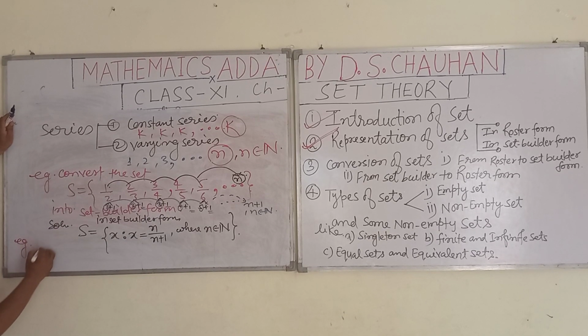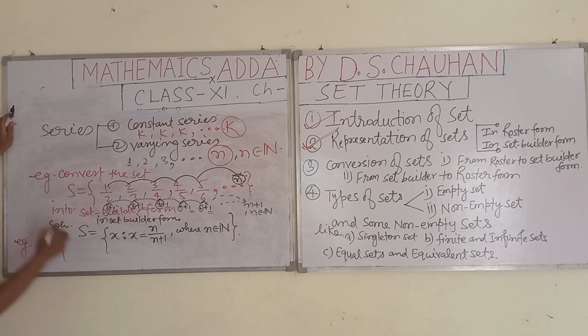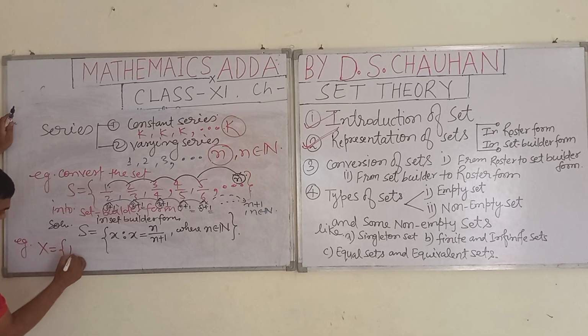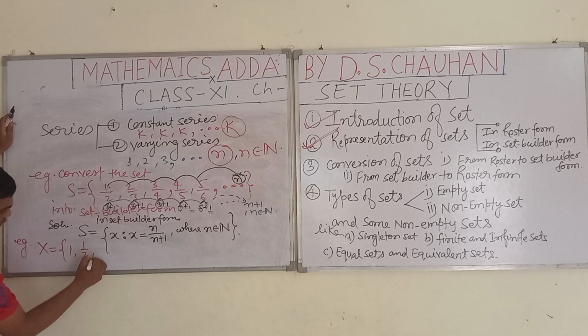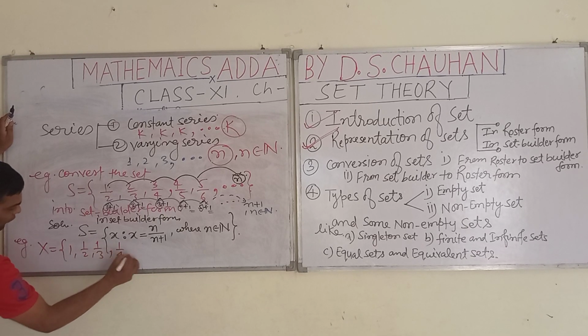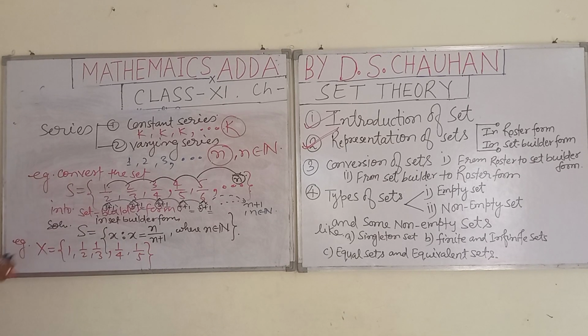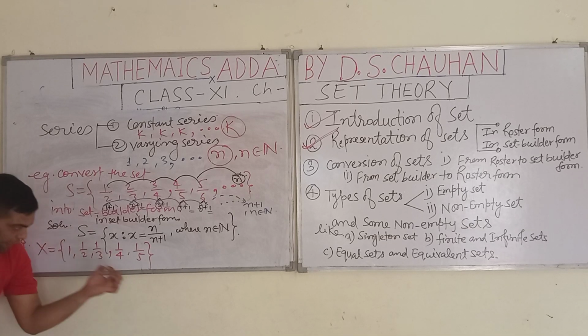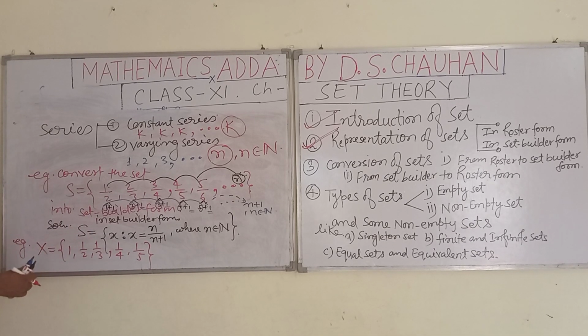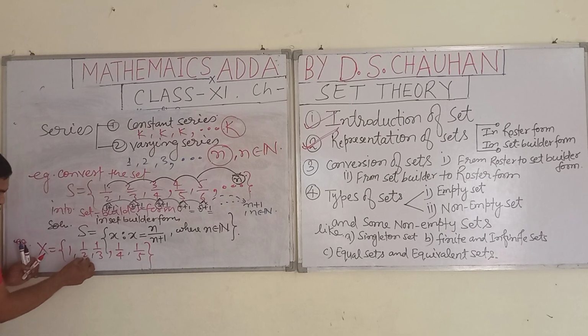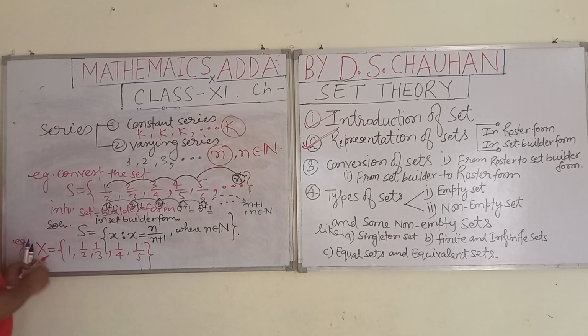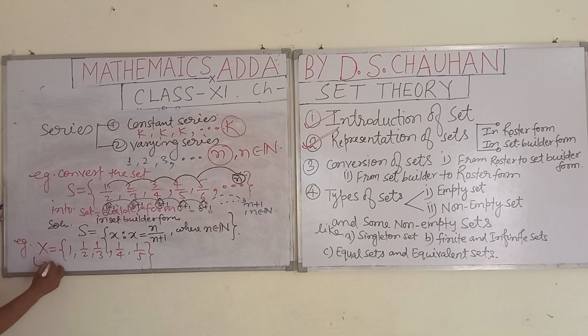See here, let x be a set which is 1, 1 by 2, 1 by 3, 1 by 4, 1 by 5. This one is a finite set. Here we can count the number of elements. How many are these? 1, 2, 3, 4, 5. This is in roster form.